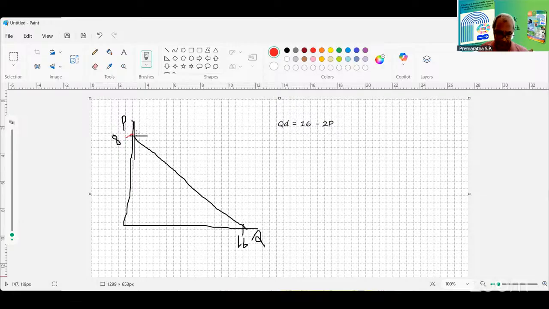Now, the intercept on this vertical axis, this point I name as A, has a very significant meaning, a very important meaning. It is what we call the maximum willingness to pay.